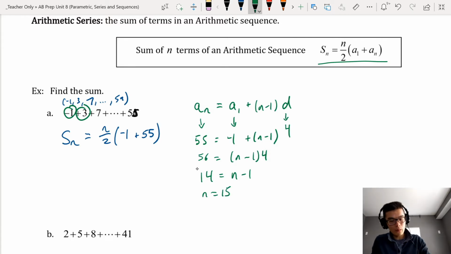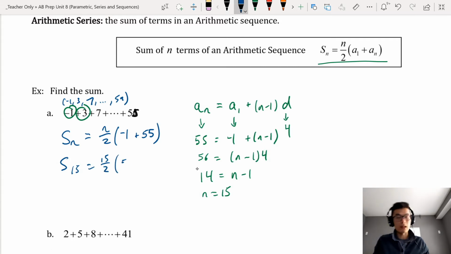So now we can go back over onto the left-hand side. The sum of the first 15 numbers is 15 over 2 times 54. And that should produce the answer at the very end. So we're going to have to use the previous stuff on sequences to help us figure out what we need for the series. So we're going to use the two in conjunction.